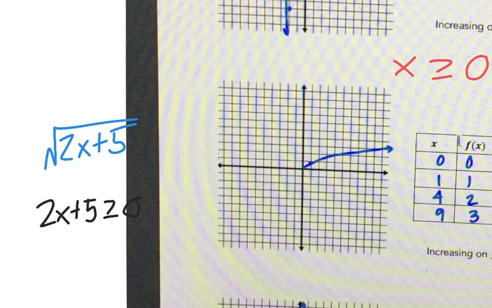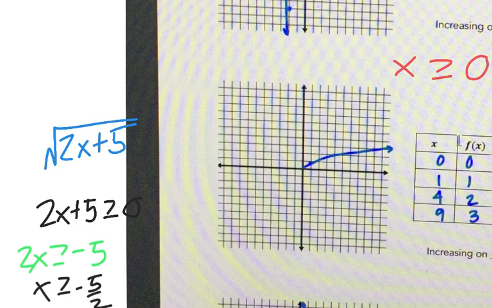And sorry, my zeros. There you go. Everybody follow that? And then we just solve. Subtract by 5. Divide by 2. So the domain of this function would be all x is greater than or equal to -5/2.